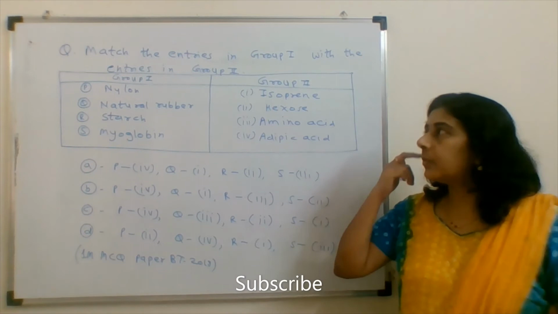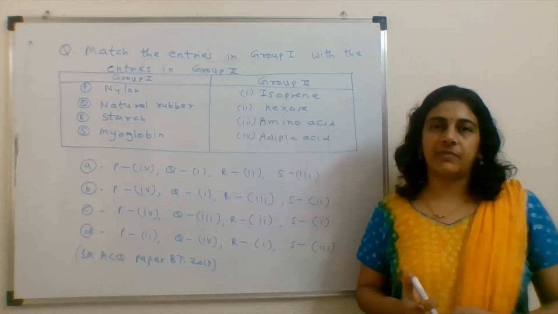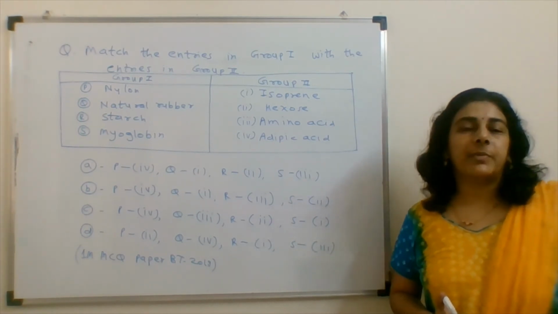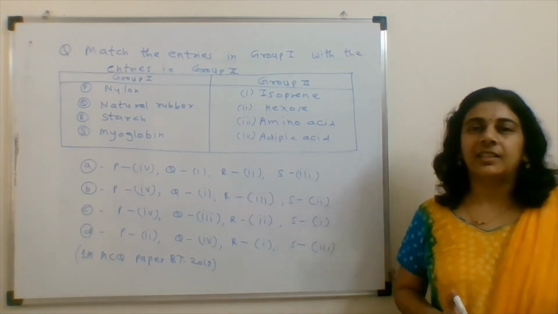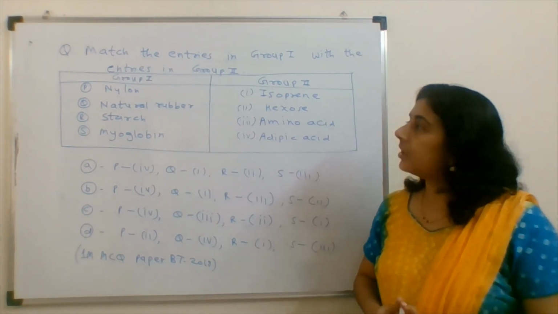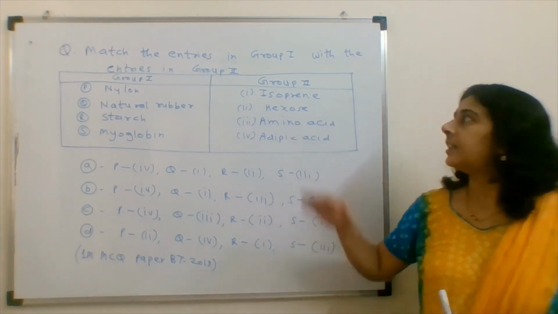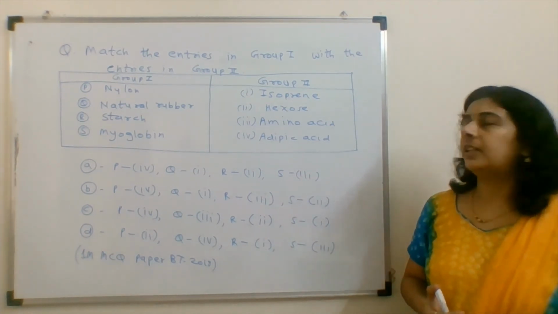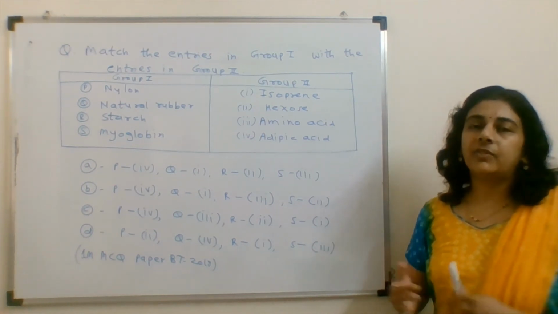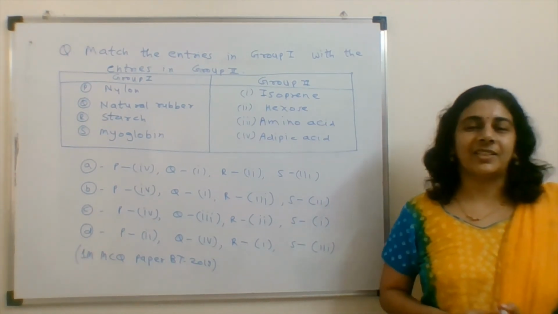So here is the question given for my next video. Here we have to match the entries from group 1 with that of group 2. The question is from the paper of biotechnology 2019. It's a 1 mark question. In group 1 it's given nylon, natural rubber, starch, myoglobin, and in group 2 isoprene, hexose, amino acid and adipic acid are given. So we have to match these two groups. We'll solve this question in my next video.